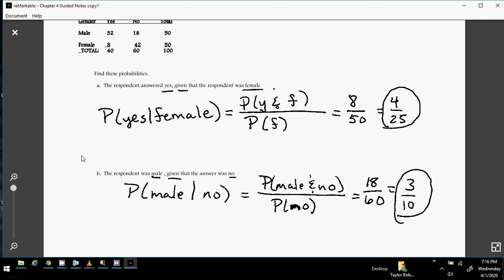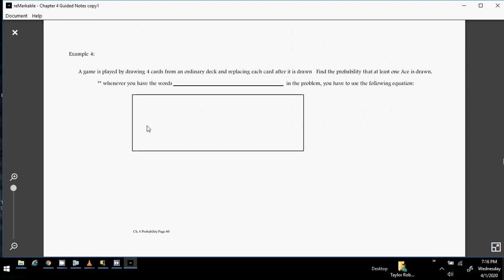Alright, the last type of problem in 4.3 are at least one problems. Alright, so for at least one, anytime you see at least one, you need to follow this procedure. Alright, so probability of at least one is 1 minus the probability of the opposite. Okay, so that's your equation there, if you need it.